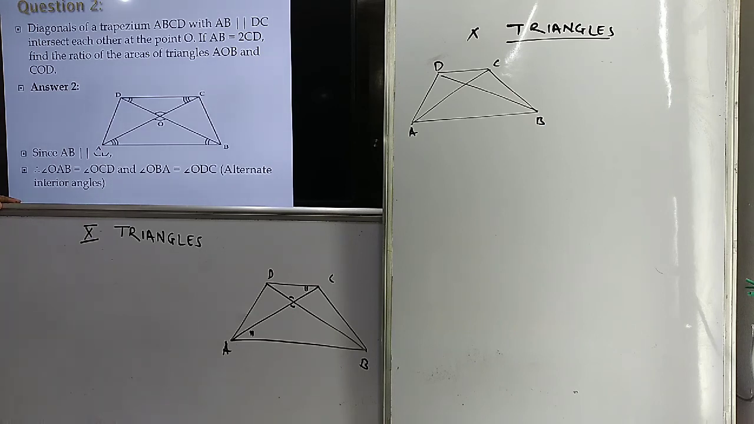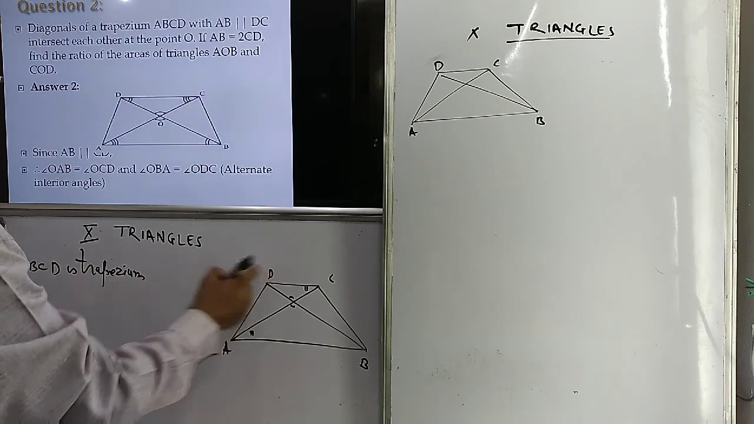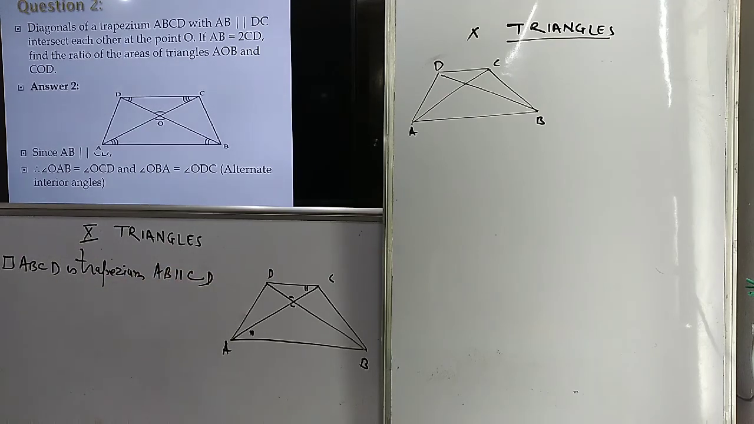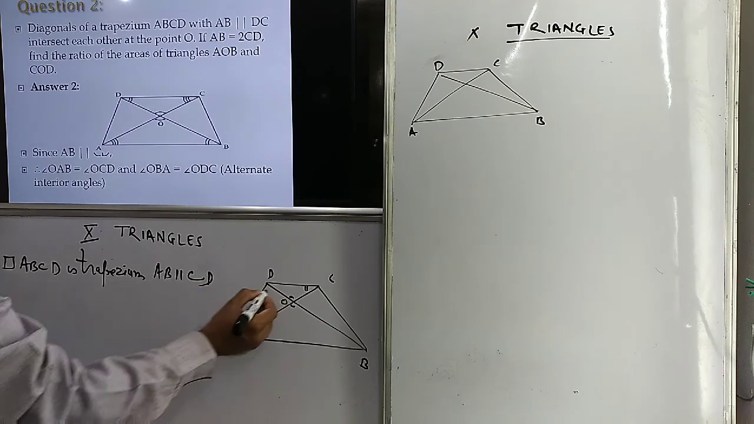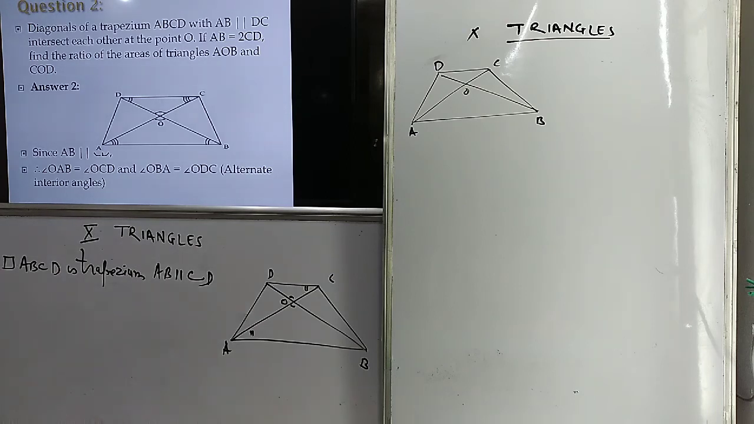What is given? ABCD is a trapezium, a quadrilateral. Trapezium means one pair of opposite sides is parallel. Which side is parallel? AB is parallel to CD. Another thing given is that the diagonals intersect each other at O. And another thing is AB is twice of CD.